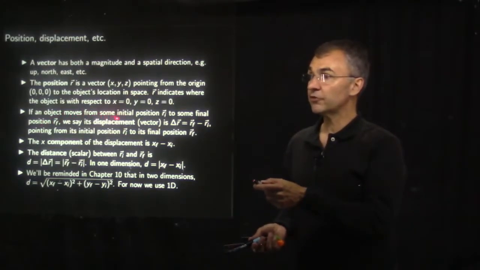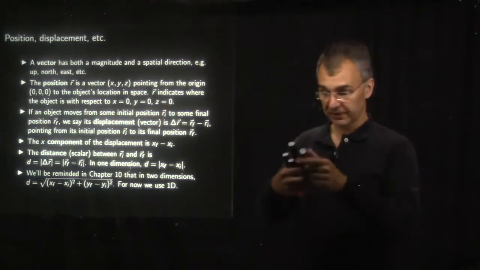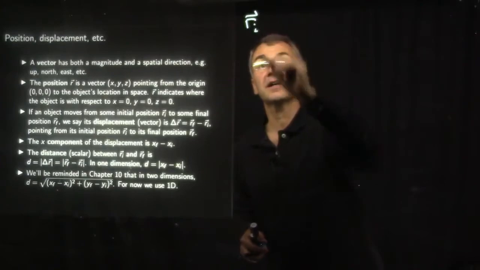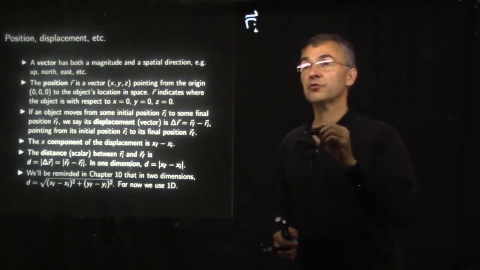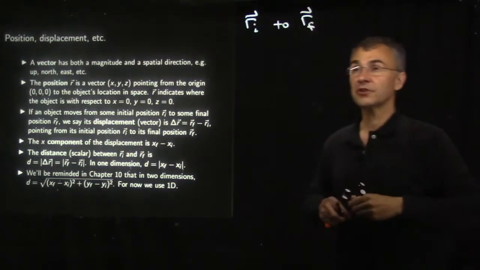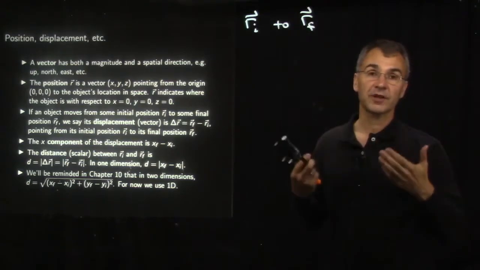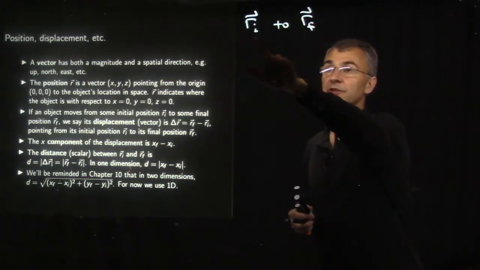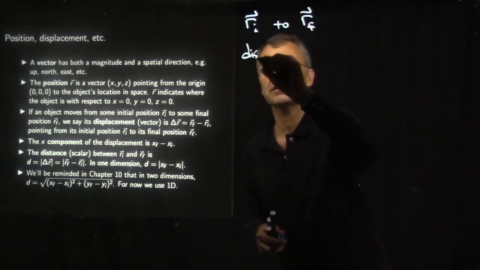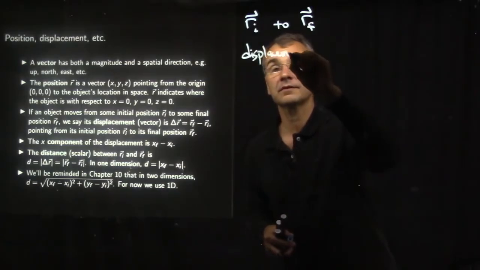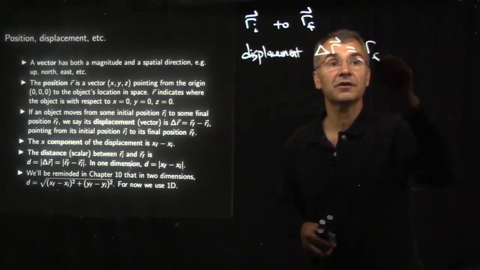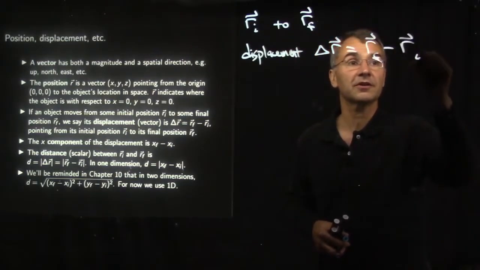If an object moves from some initial position, r initial, so we will usually say r i, subscript i for initial, we're going to go from r initial to r final. There's a little arrow on top of r to indicate that it's a vector. And this is our initial position. This is our final position. So we have a displacement, which we call delta r, which is r final minus r initial.